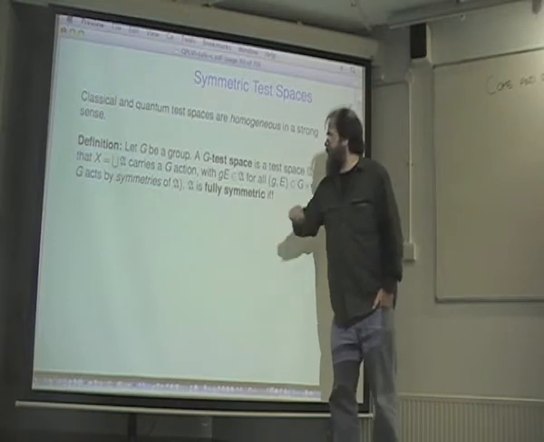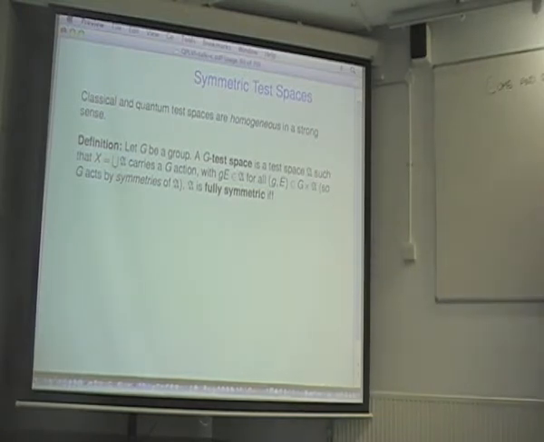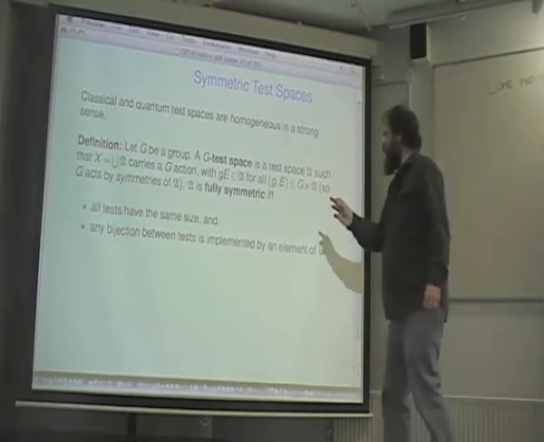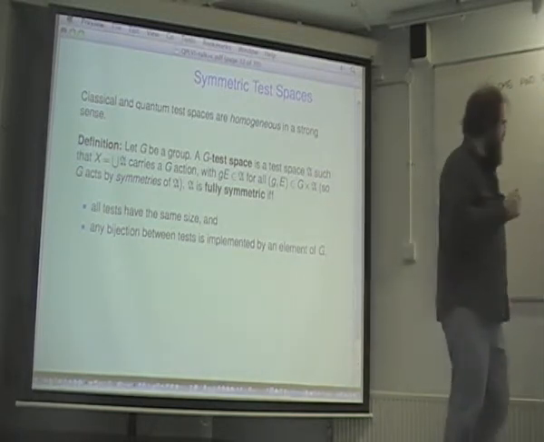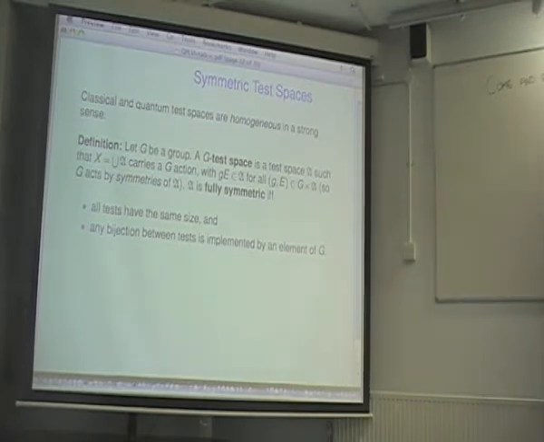I'm going to say that a G test space is fully symmetric if, first of all, and this doesn't have to do with the action per se, tests have the same cardinality, so it's a collection of outcome sets of a uniform size. And secondly, if the action of G on the test space has the property I just described for the quantum test space, namely that any bijection between two tests is implemented by an element of the group, right? So that if I have a test E with 3 outcomes here, and test F with 3 outcomes here.